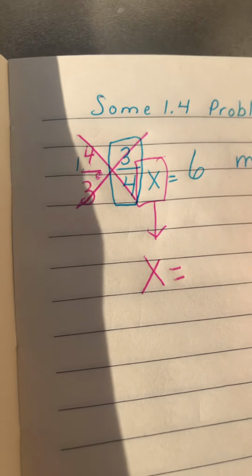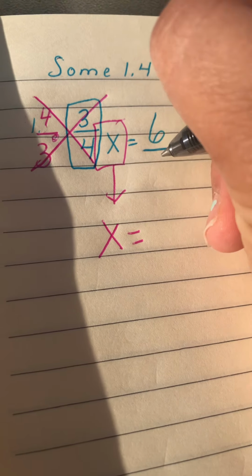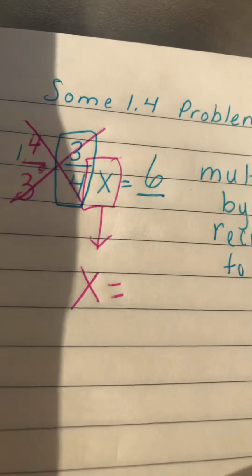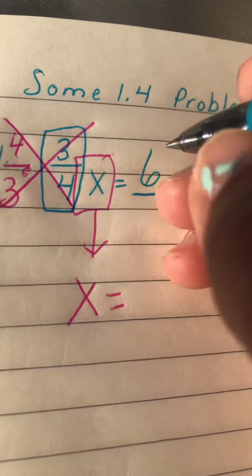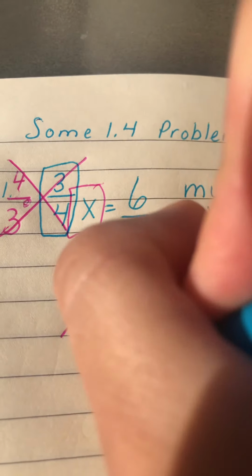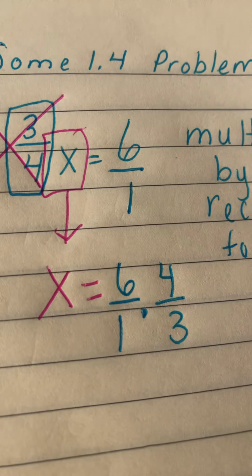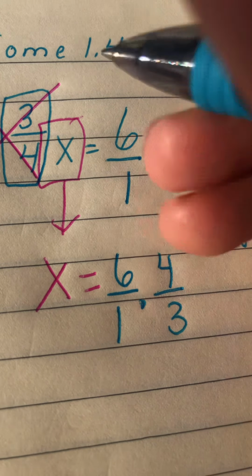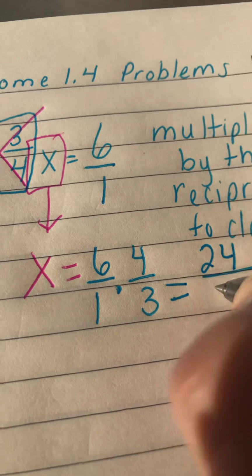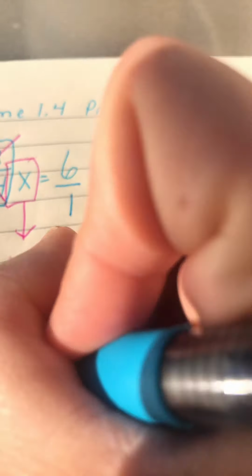Now I go over here and I look at my 6. Well, in order to multiply my 6 by something, I want to make it a fraction itself. And we can make any whole number a fraction by just putting a 1 under it. So I stick a 1 under there and I say, okay, 6 over 1 times the reciprocal, 4/3. Now, if you prefer, you can just multiply across. 6 times 4 is 24, 1 times 3 is 3, and 24 divided by 3 is 8, therefore x equals 8.